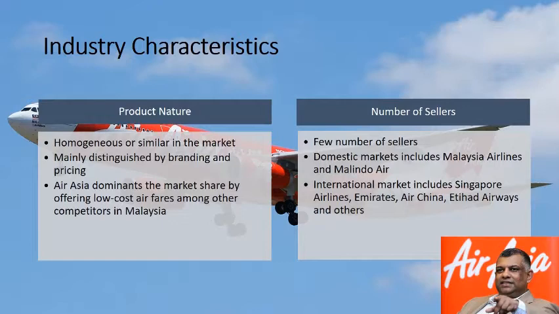Secondly is the number of sellers. In the airline industry, there are a few sellers. Currently, in the domestic market, Malaysia Airlines and Malindo Air are the main competitors for Air Asia. For the international market, it includes Singapore Airlines, Emirates, Air China, Etihad Airways, and many more.